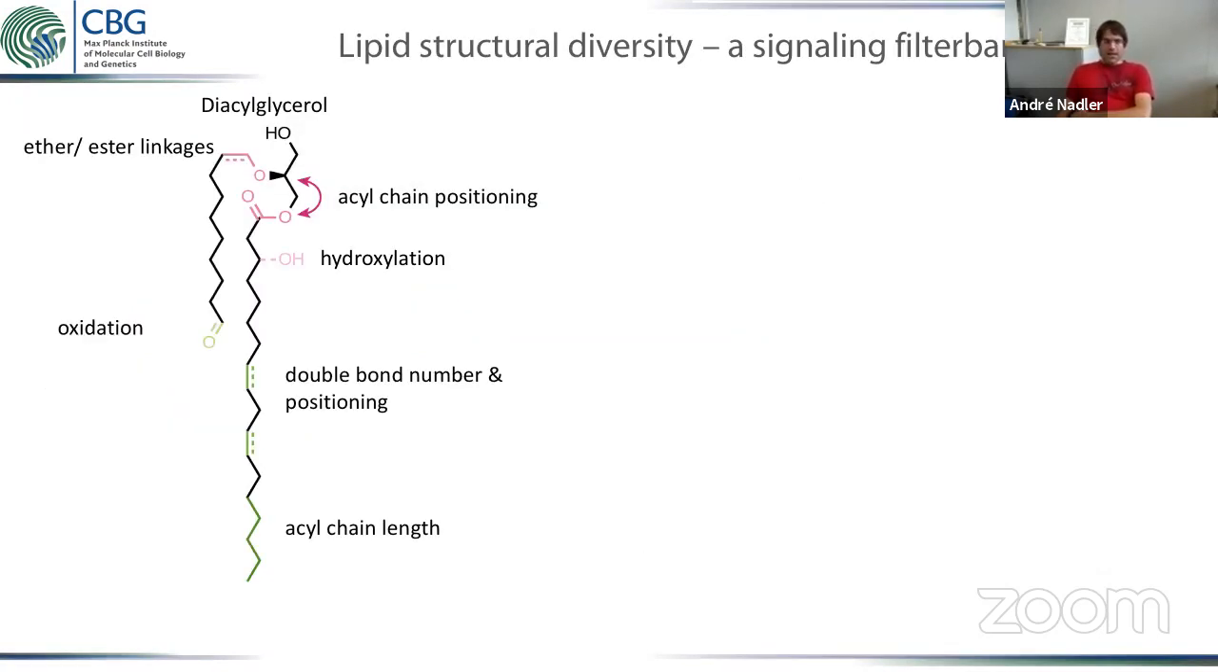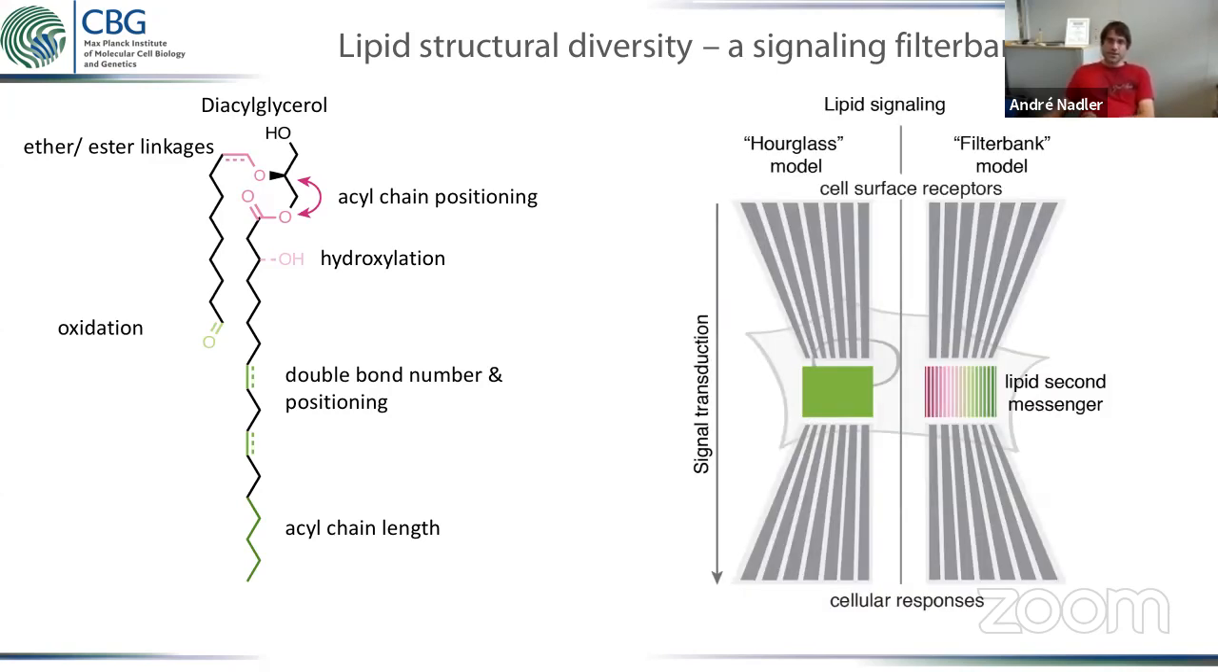Now, one idea that we've tried to pursue in the last couple of years is that actually the cell uses the structural diversity in lipid second messengers to encode information. And this would essentially create a situation where you don't have an hourglass model anymore, but something that is more representative of a filter bank, where you don't have a single lipid second messenger species, but more of an array of chemically different species that then could be used in combinations and linear combinations to encode different messages.